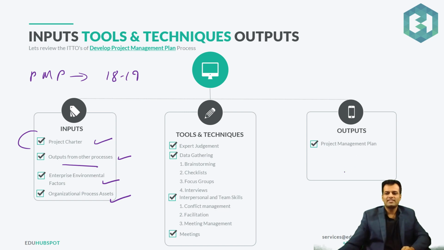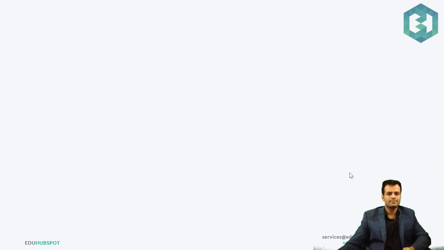Okay. Let's see the tools. We have expert judgment. In data gathering, we have brainstorming, checklist, focus group, and interviews. Similarly, in interpersonal and team skills, we have conflict management, facilitation, meeting management, and the meetings. Output, we will have the project management plan.